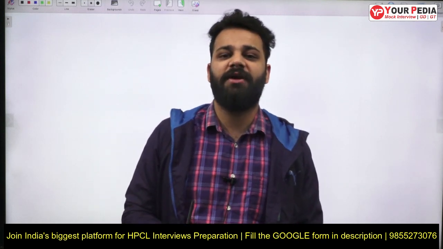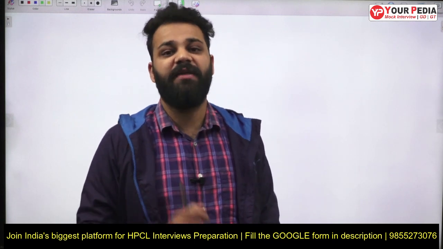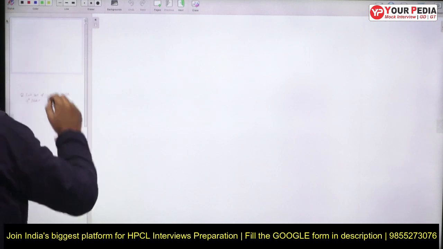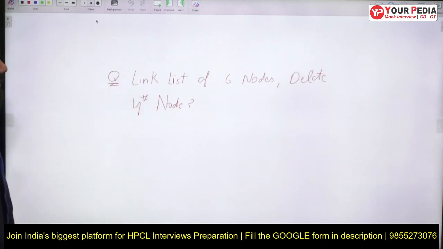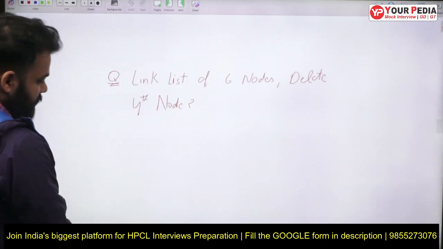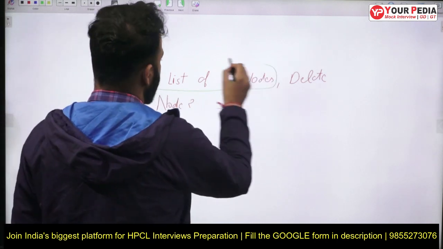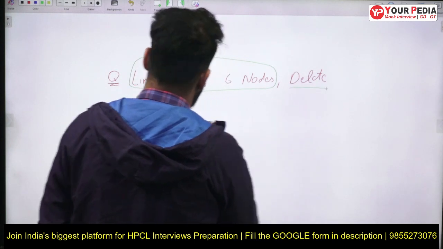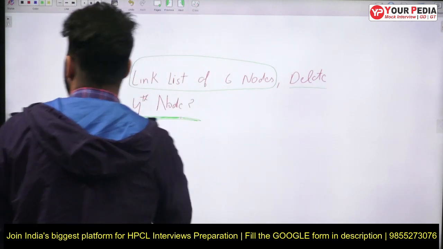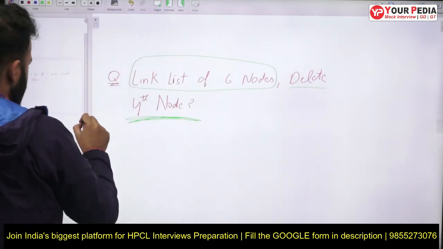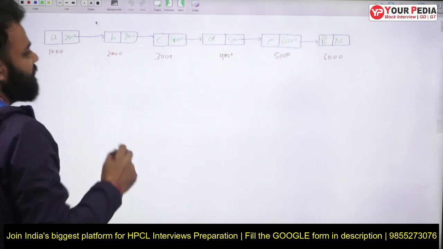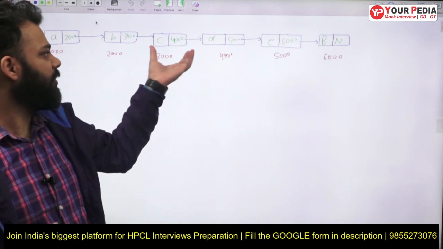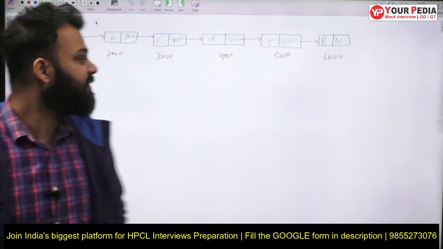So today we'll be solving a question asked in the HPCL interview, and the question is from data structures and linked list. You have been given a linked list of 6 nodes, and you have to delete the 4th node. It's a pretty basic question, but they have asked all the steps that you need to take in order to do this. So let's try to solve this.